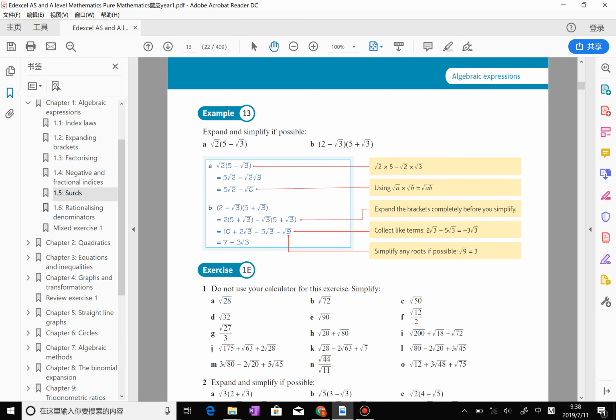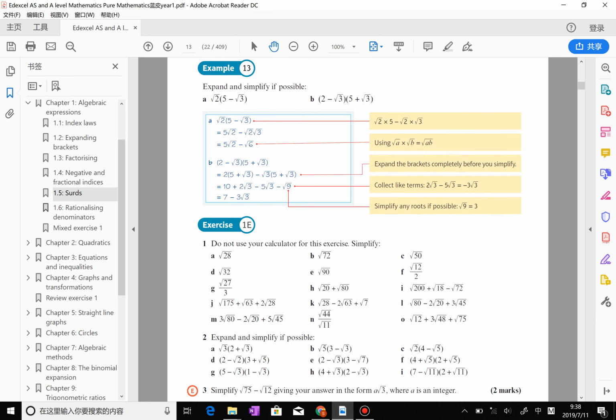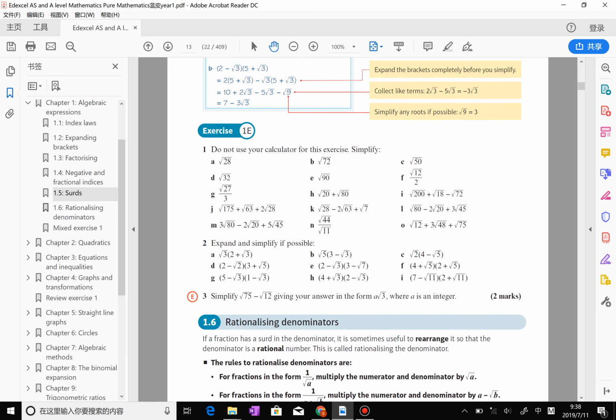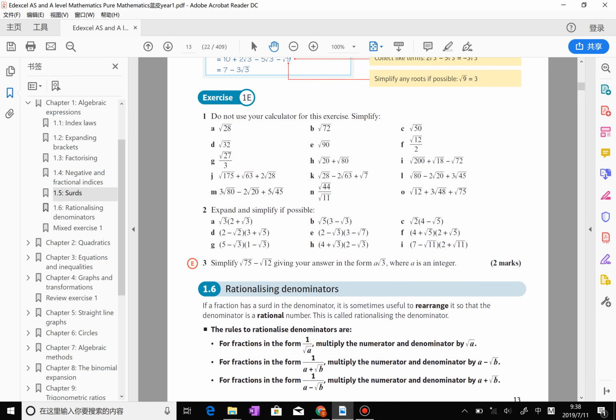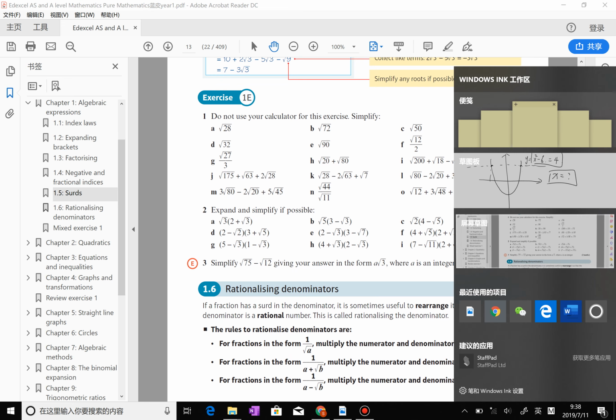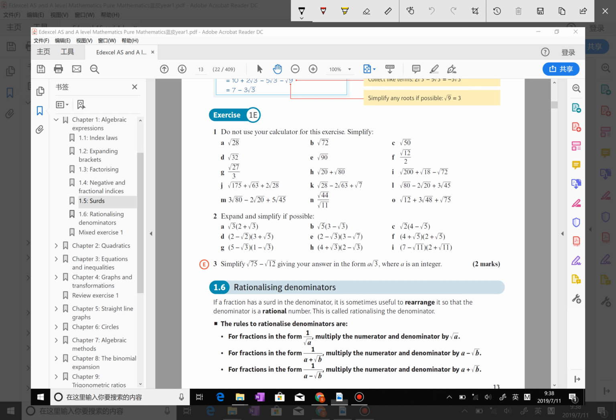We have so many exercises for this 1.5 surds session. I wish you could pause the video and try to finish them all. And for the last problem in exercise 1E, I'm going to explain to you. Simplify square root 75 minus square root 12, giving your answer in the form a times square root 3.